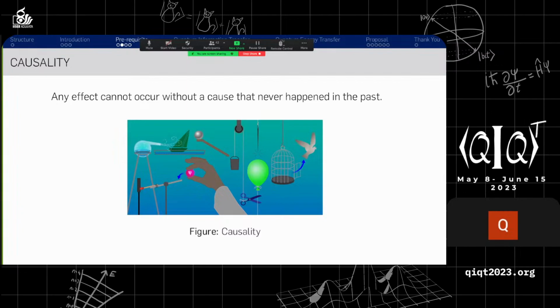Before proceeding further, I would like to give a small intro on common terminologies used in quantum theory. So, causality. Causality states that any effect cannot occur without a cause that happened in the past, or alternatively, any cause cannot have an effect outside its light cone.